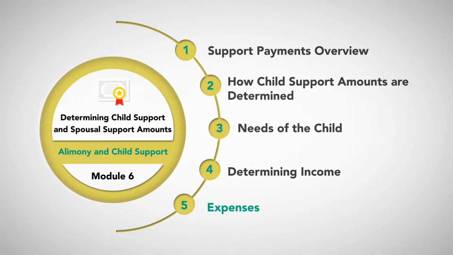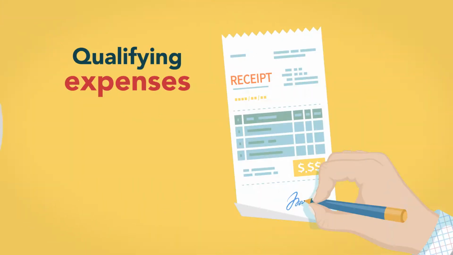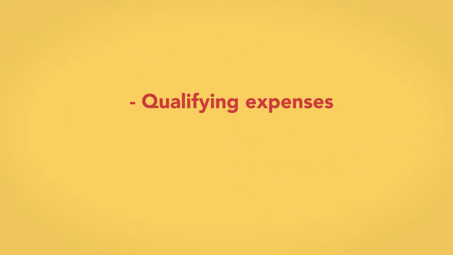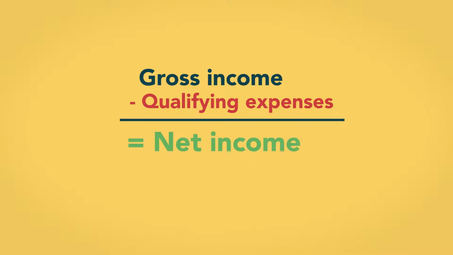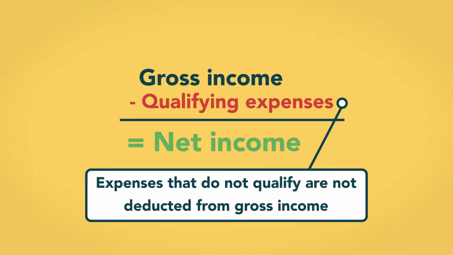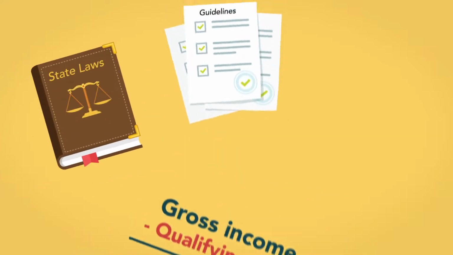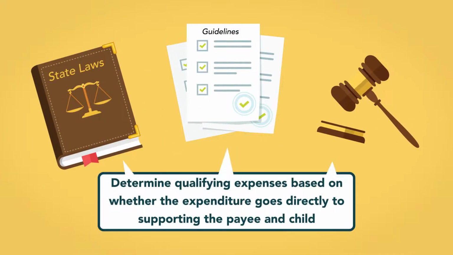Expenses. The next step in determining support amounts is figuring out the qualifying expenses of each party. Those expenses are then deducted from the party's gross income to determine a net income for each. Expenses that do not qualify are not deducted from gross income. State laws, guidelines, and courts determine qualifying expenses based on whether the expenditure goes directly to supporting the payee and child.